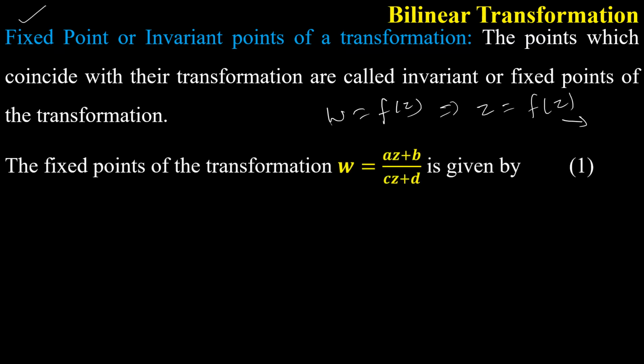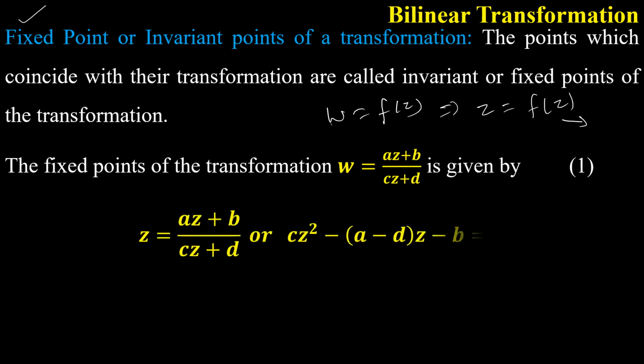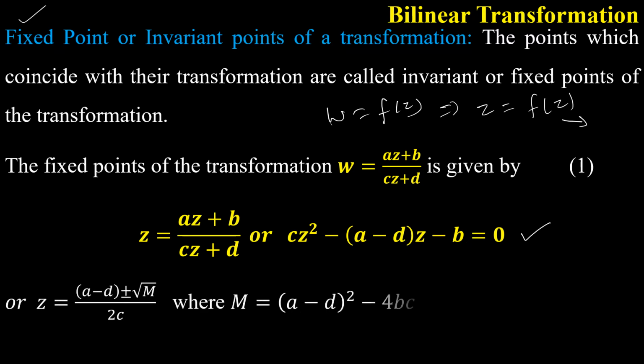So the fixed point of the transformation w = (az + b)/(cz + d) is given by z = (az + b)/(cz + d), and by rearranging, it takes the form of a quadratic equation in z. By solving, you get z = (a − d ± √m)/2c, where we define m = (a − d)² + 4bc, as in the ordinary quadratic equation that we have taken here.